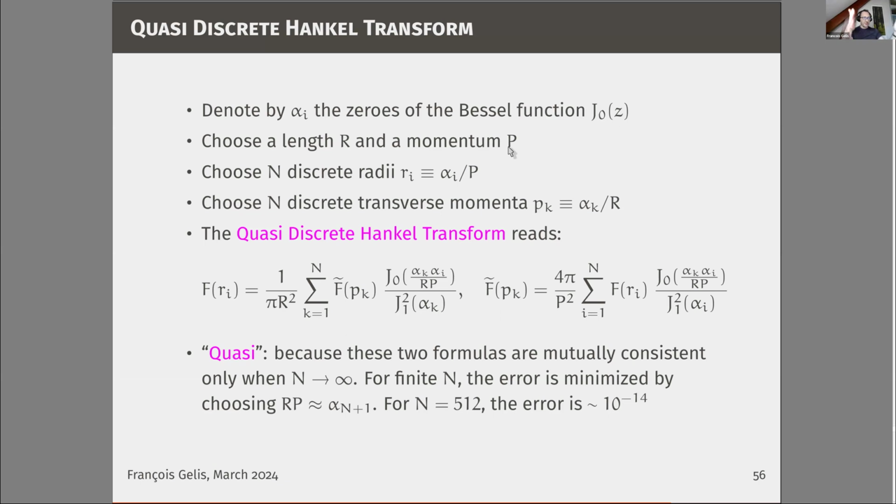This will be basically the support of the functions you consider in R and in P. And the discrete radii are defined as alpha I over P, and the discrete momenta are defined as alpha K over R. And then the formulas for doing the Hankel transform and its inverse are given here. So they are very simple formulas.